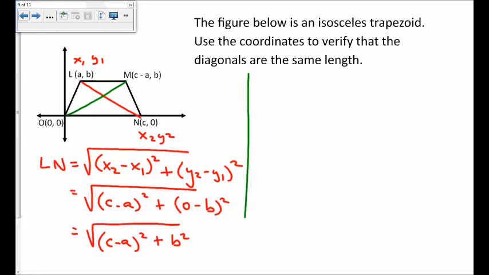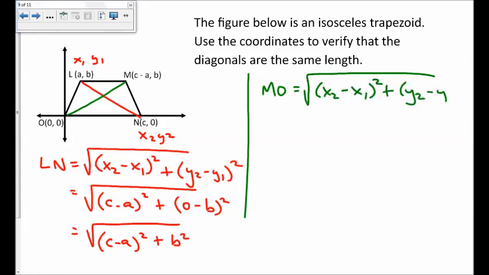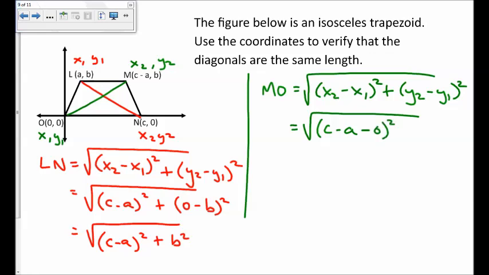Next, let's find the length of MO. MO also uses the distance formula, which is x2 minus x1 squared plus y2 minus y1 squared. Now I'm going to call this one x1, y1, and this x2, y2. So plugging those in, I have c minus a minus, because that's x2, minus x sub 1, which is 0. And y2 is b minus y sub 1, which is 0, squared.